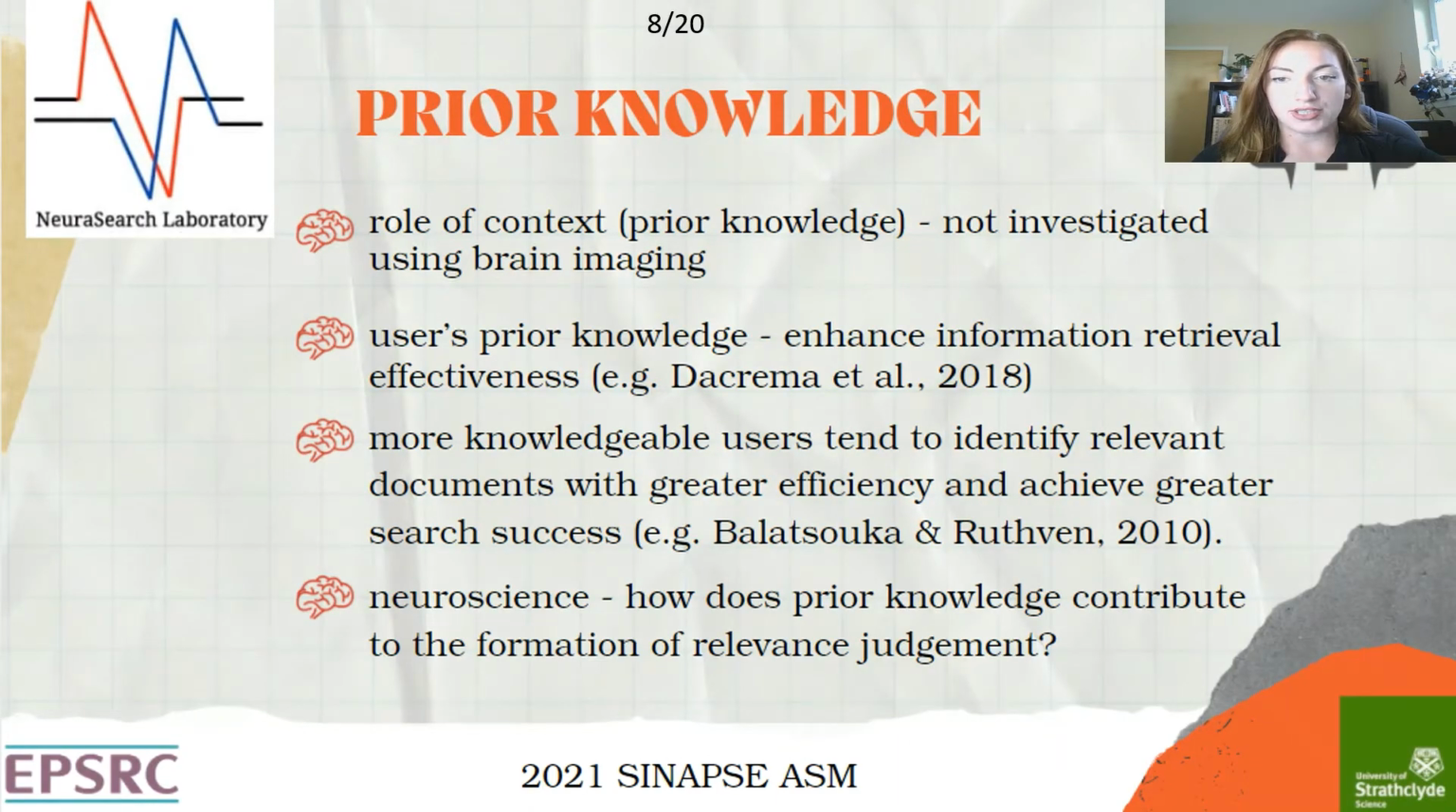So let's go back to prior knowledge. In terms of context, prior knowledge has not yet been investigated using brain imaging. Prior knowledge, again, is important because it enhances information retrieval effectiveness. More knowledgeable users tend to identify relevant documents with greater efficiency and achieve greater search success. And in terms of neuroscience, we would like to understand how prior knowledge contributes to the formation of relevance judgment.